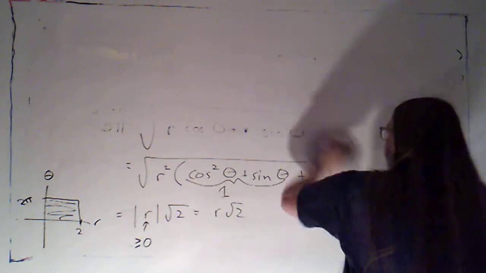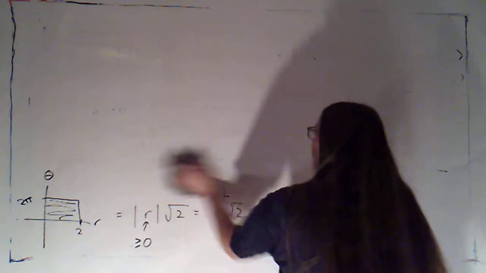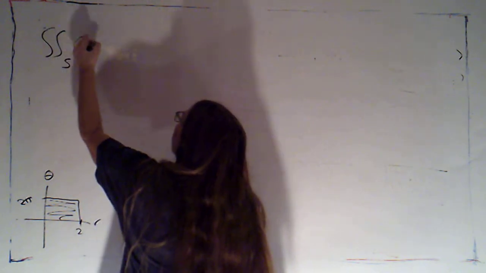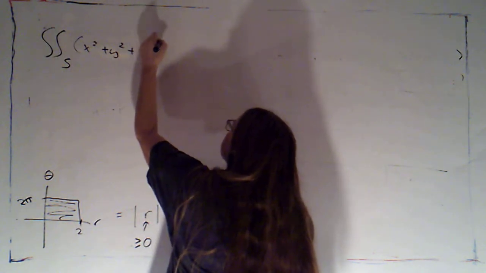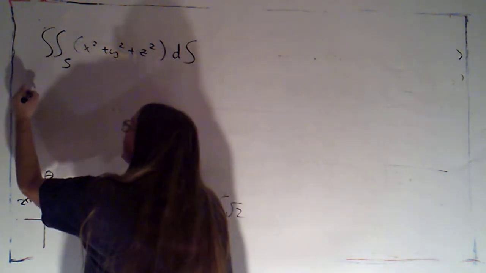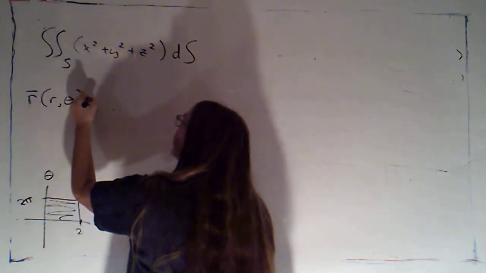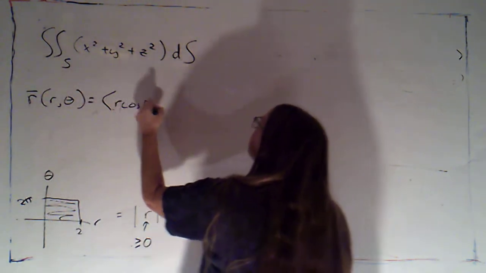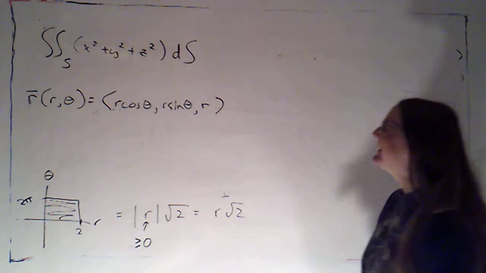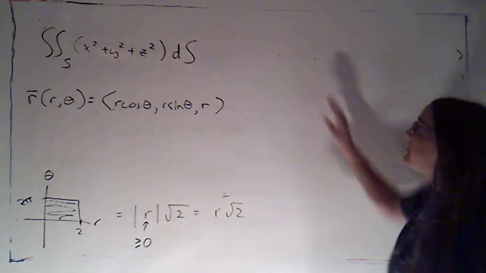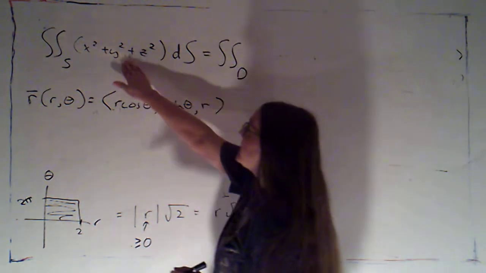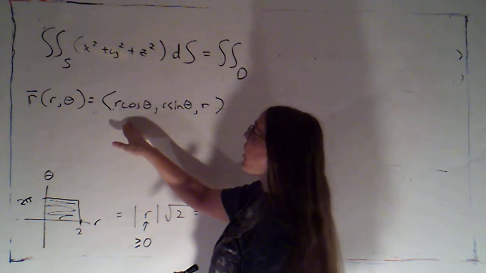So now, let's write out our integral. So we were doing the double integral over S of x squared plus y squared plus z squared with respect to surface area. Remember, our parameterization was r of r, theta equals r cosine theta, r sine theta, r. Okay, so I know this is going to become the double integral over D. Now I'm going to just rewrite that integrand in terms of r and theta.